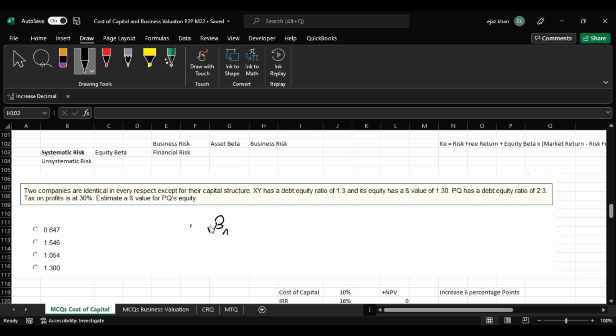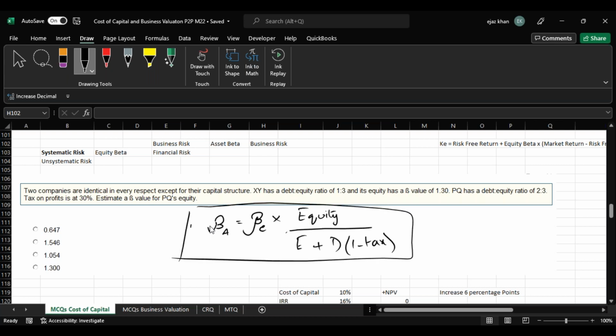Asset beta is equal to equity beta into equity divided by equity plus debts into 1 minus tax. So that's a relationship between asset beta and equity beta.